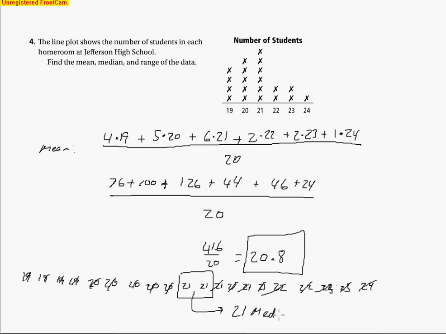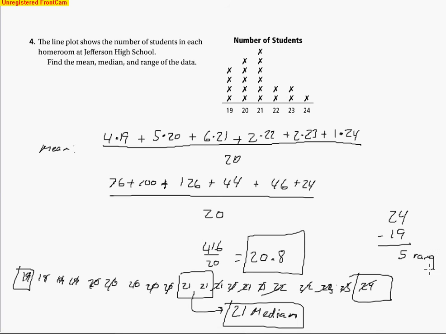And the range represents the distance between the lowest number and the highest number. So I just subtract these two numbers. The highest number was 24, the lowest number was 19. I'm going to subtract those two numbers. That's going to give me my range. So I have a range of 5 students from the highest class to the lowest class.